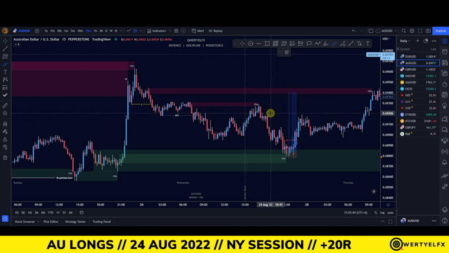So finally on AU, usually I only trade it during the New York session, which would start around this area here, this second vertical line.